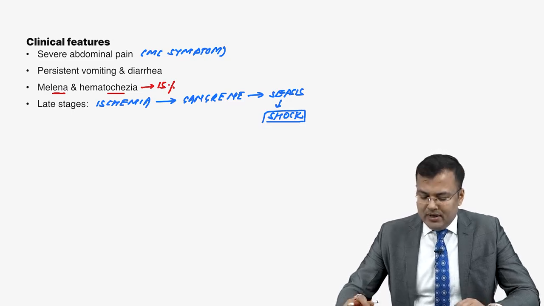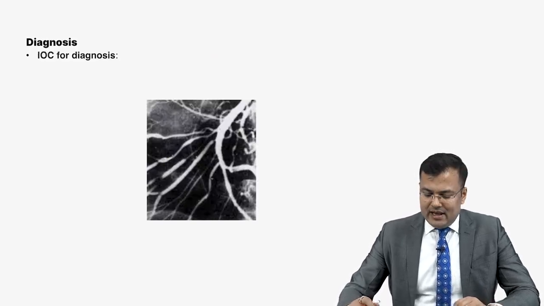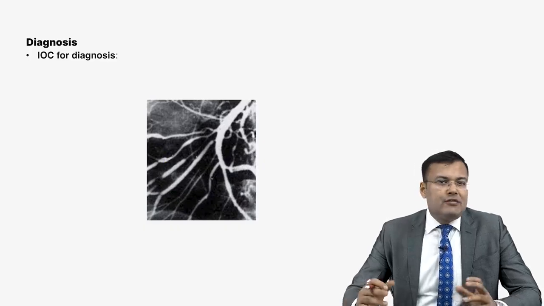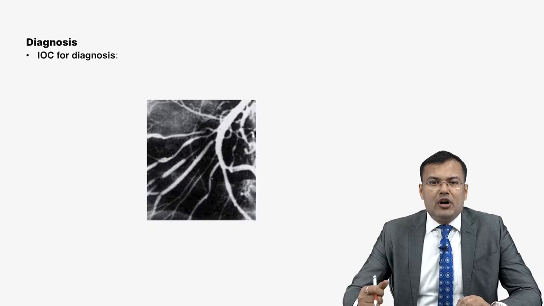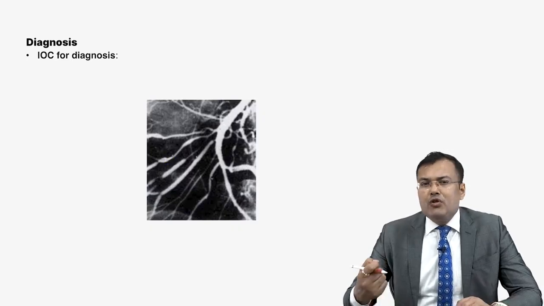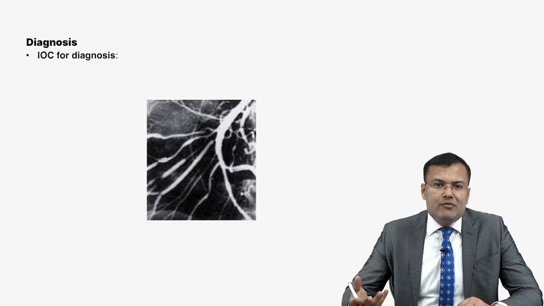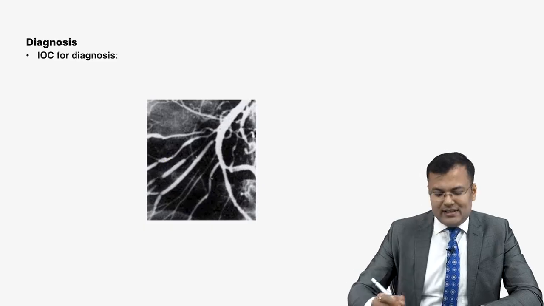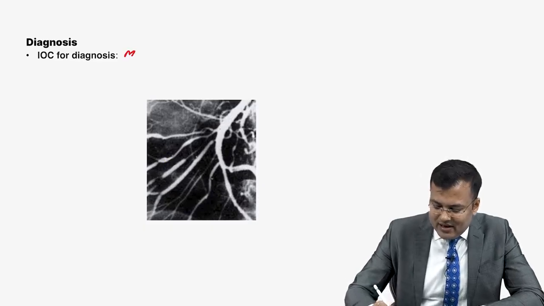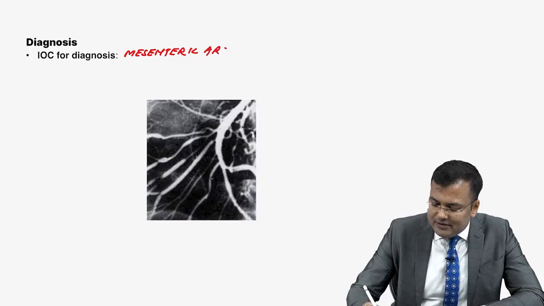Next, where is the problem? In acute mesenteric ischemia, we discussed that embolic occlusion of the superior mesenteric artery is the most common cause, in 50% of cases. So if you want to assess the mesenteric artery, obviously you have to go for mesenteric arteriography. So what is the investigation of choice? It is mesenteric arteriography.